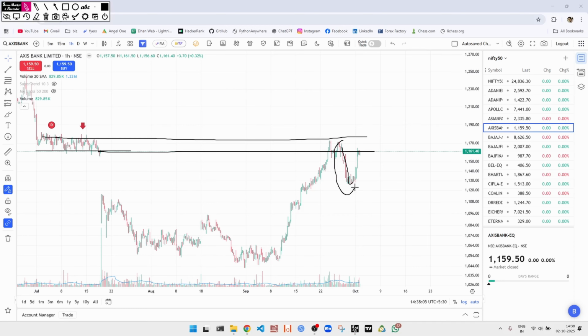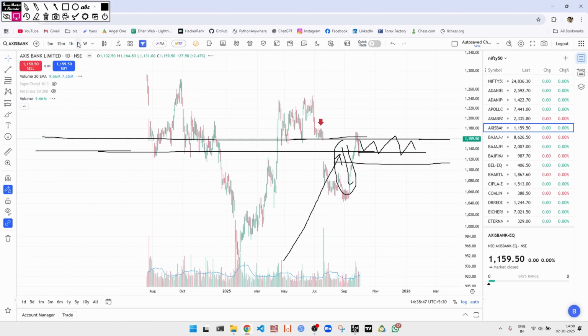However, this pullback can be seen as a pullback to this big up move, and now that pullback has been digested with this up move. So in the coming days, we can see prices hovering somewhere in this channel, that is from 1180 to 1150. I expect prices to hover in this range for 2 to 3 weeks.